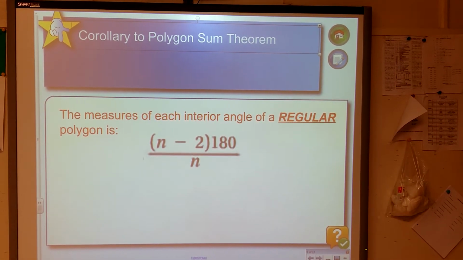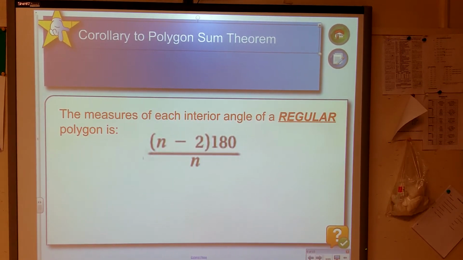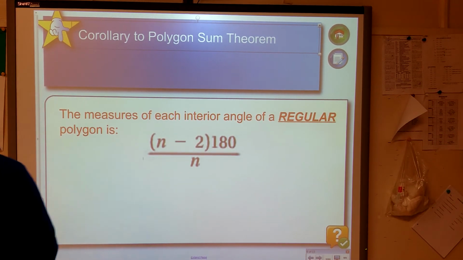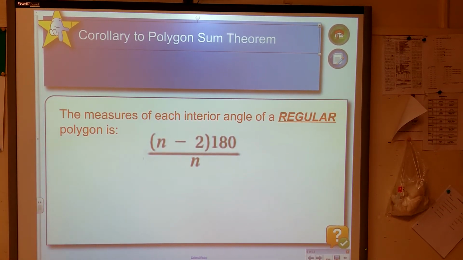Wow. This is crazy. Has to be regular though. Means all the sides have to be equal, all the angles have to be equal. You know all the angles are the same, this is going to work out perfectly.